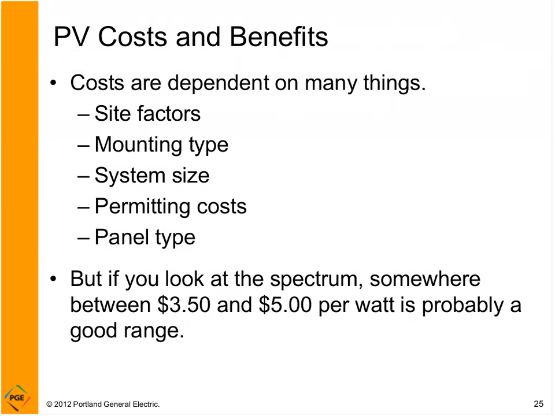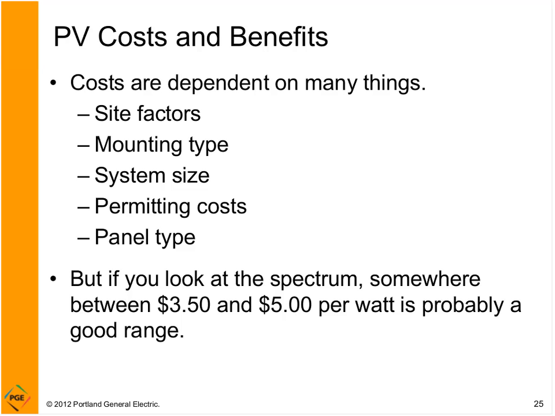Going on to PV costs and benefits. The costs do vary pretty significantly, as we talked about, $3.50 to $5 per watt. That's a pretty big range. The differences come in when you start looking at site factors, how you're going to mount the array to a roof or to the ground, how big a system you have. Of course, there's some scaling. Bigger systems cost less per watt than small systems.